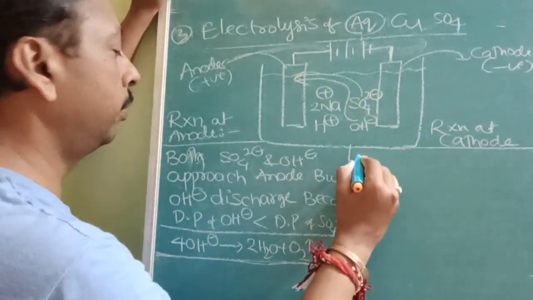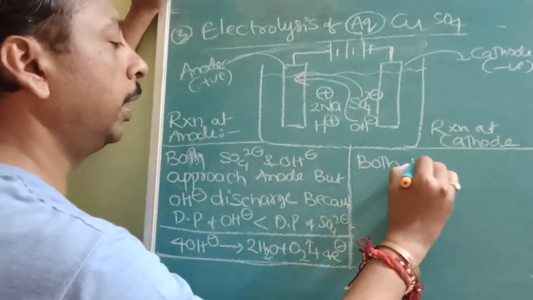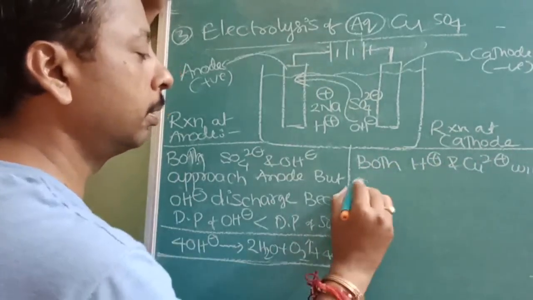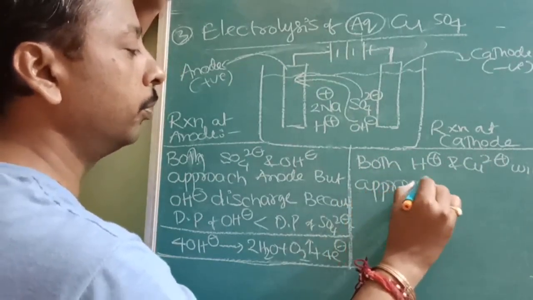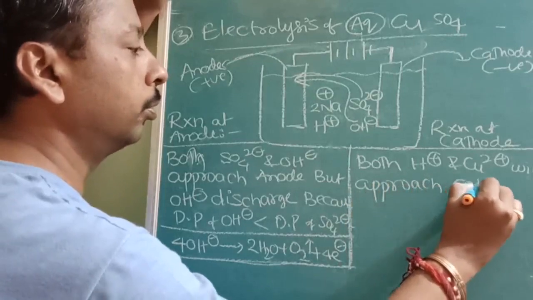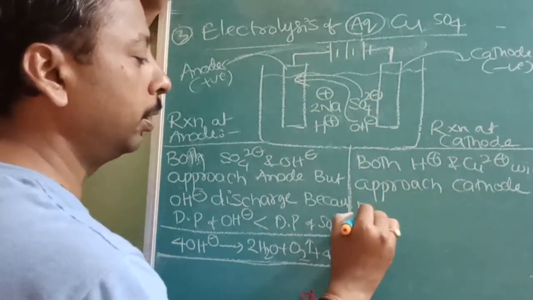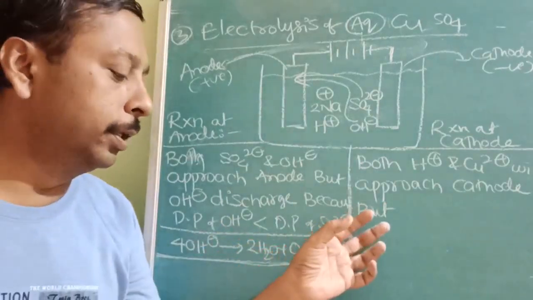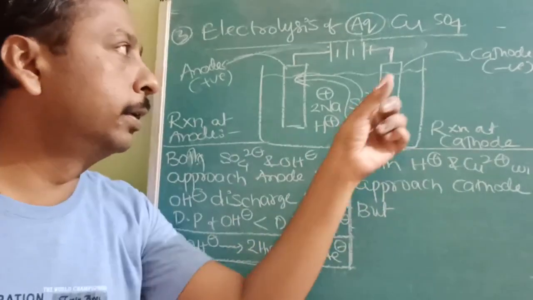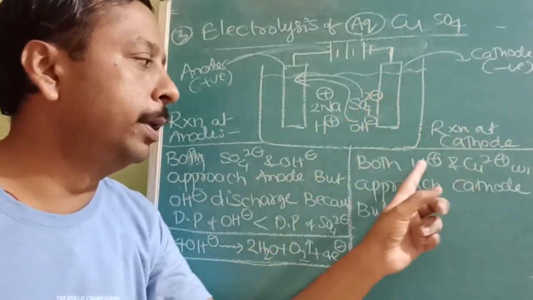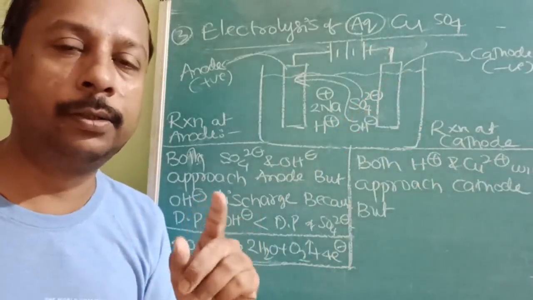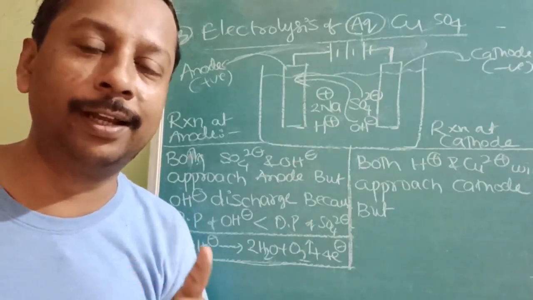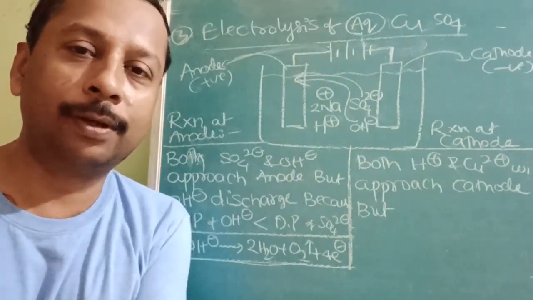Here, what should I write? Both H plus and Cu2 plus will approach the cathode. But what you have to do is see that series. In the series you can cross check whether copper 2 plus will be discharged or H plus will discharge. Check that series. If you remembered already, then you are wonderful, and give a like to yourself and like to my video.